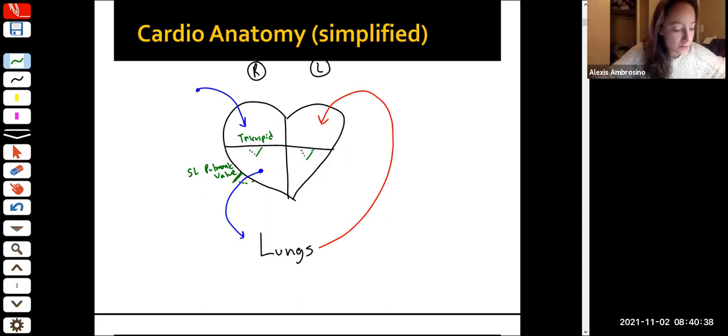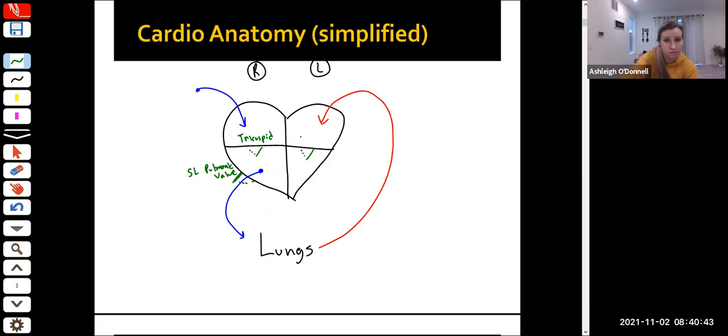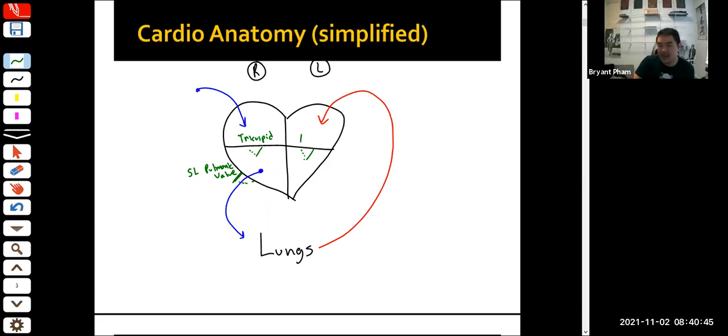The semilunar. The mitral valve. Yeah. Here's how I kind of remember it. Your tricuspid and your mitral valve are internal valves. They're inside of the heart. If you want to leave the heart, you have to go through a semilunar valve. It's kind of hard to see that picture above. That's why I kind of simplify it.